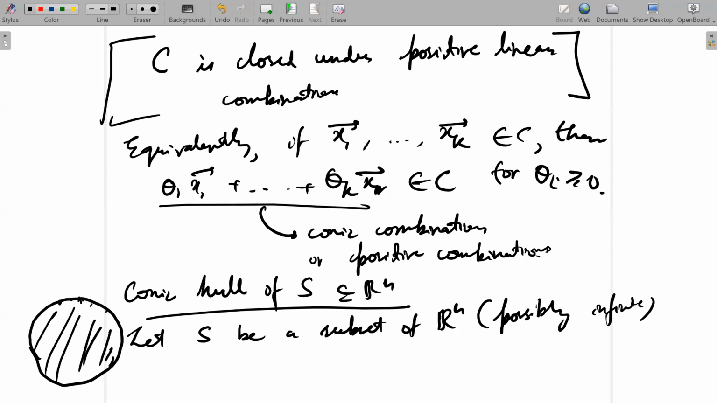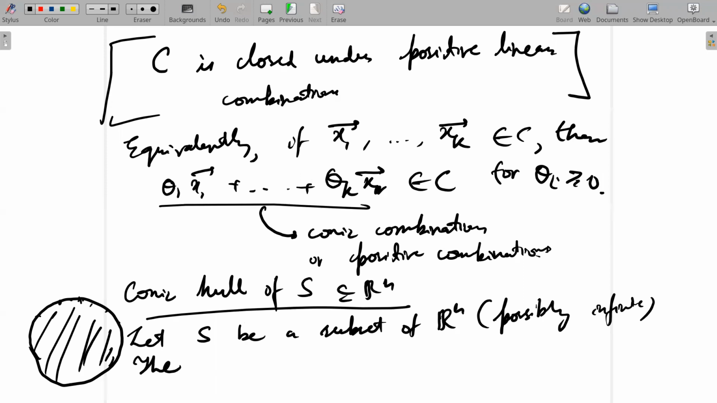If you choose finitely many points on the sphere and you take its convex hull, you will not get back the sphere. You'll get back something known as a polytope. Those are, in fact, things that are very important to us, polytopes. But I just want to say that this possibly infinite set can sometimes be replaced by a finite subset of S, but not always. Okay, so let S be a subset of Rn, possibly infinite.